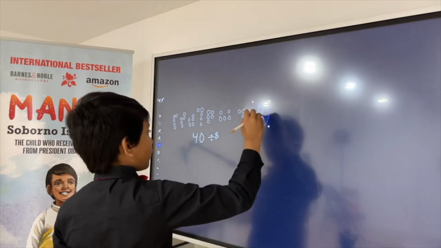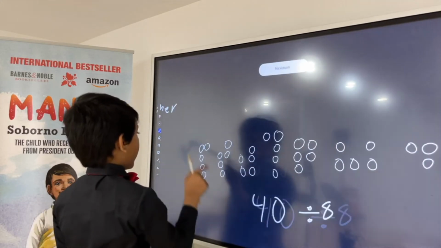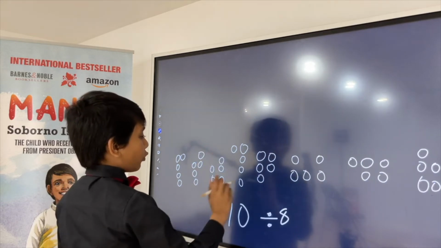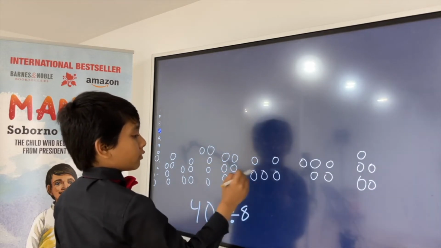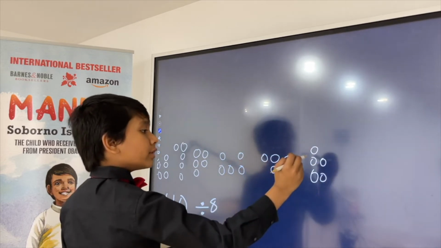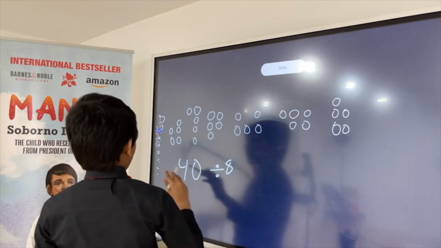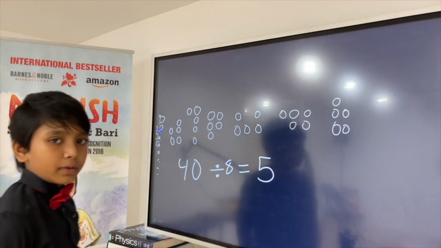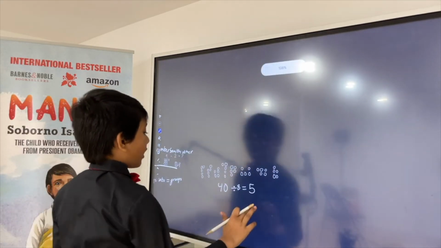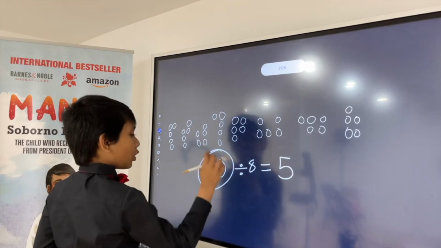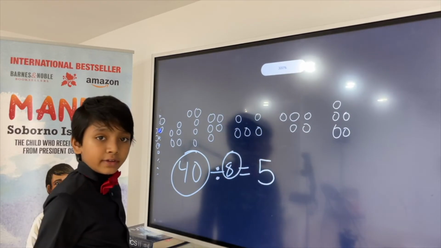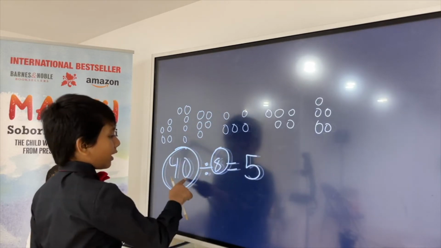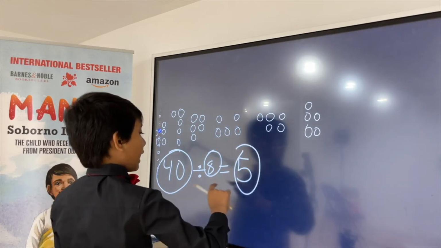So bam, how many are there in each group? 1, 2, 3, 4, 5, and the same count for each of the eight groups. So now, how many are there in each group? There are 5 in each group. And thus we write 40 divided by 8 is 5. Essentially, take this number, divide it into this amount of equal groups, count the amount of circles or the amount of whatever you have in one group, and that will be your answer.